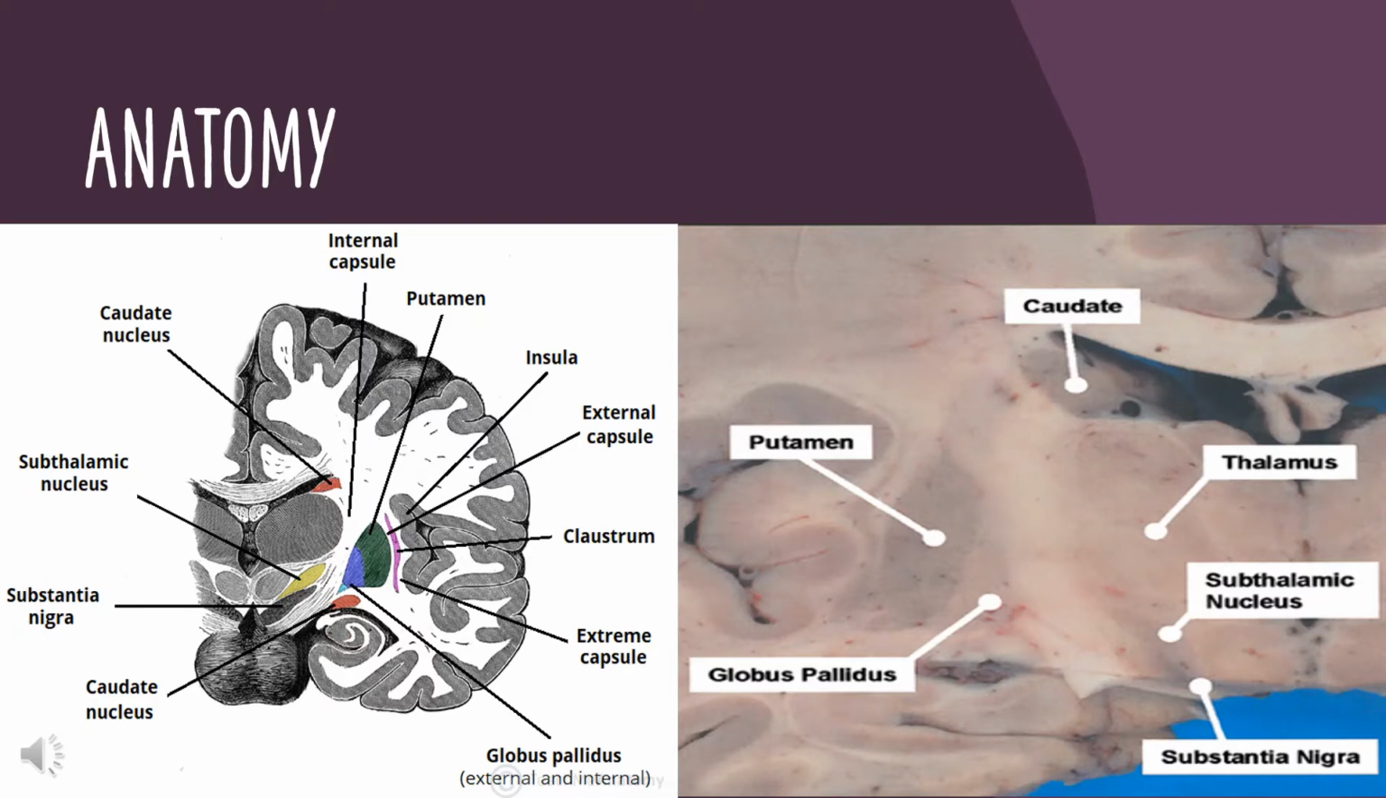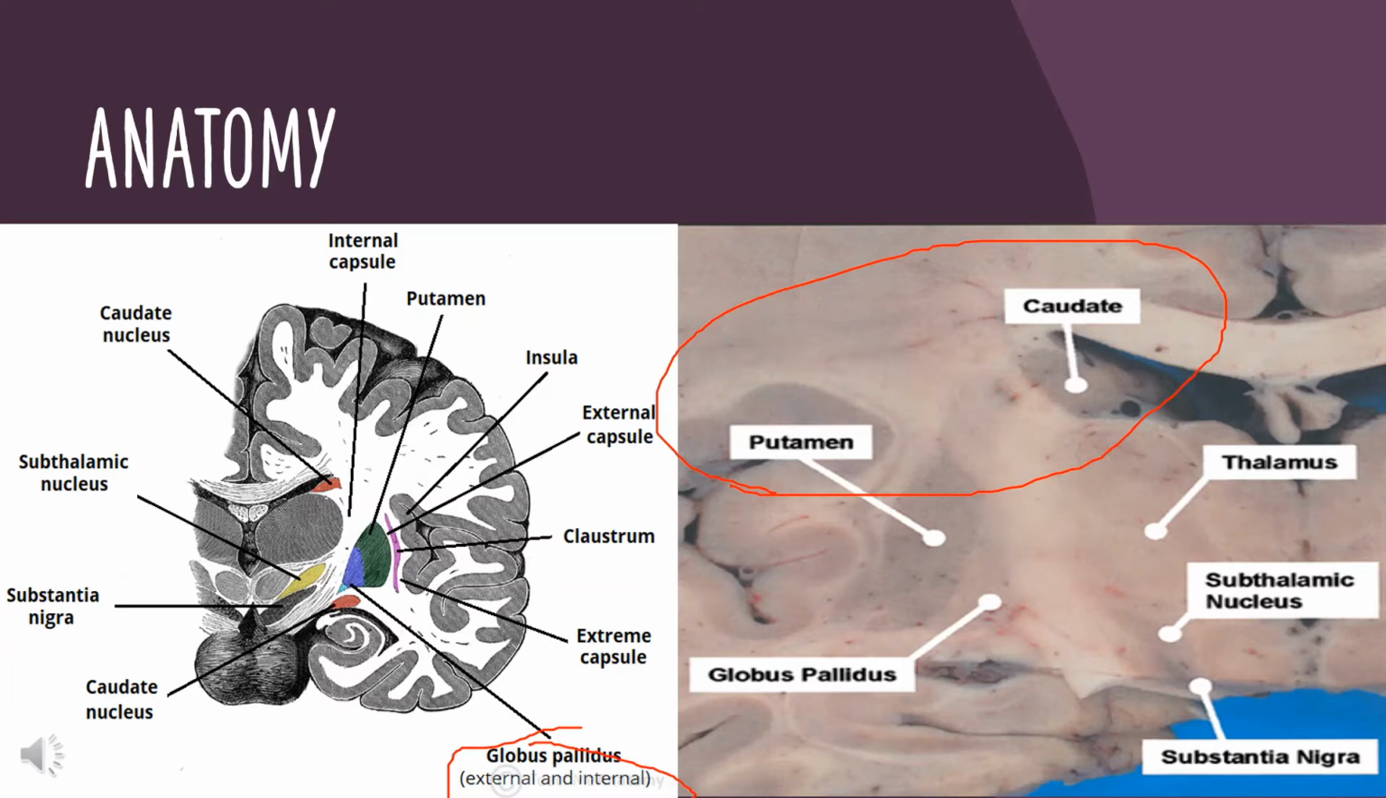Talking about the neuroanatomy of basal ganglia, as I mentioned in the previous slide, these are just a group of subcortical nuclei located within the brain. The largest part of the basal ganglia is known as the striatum, which consists of the caudate nucleus and the putamen. Followed by the putamen, we have the globus pallidus, which is divided into an external and an internal part. The globus pallidus and the putamen together form what is known as the lentiform nucleus.